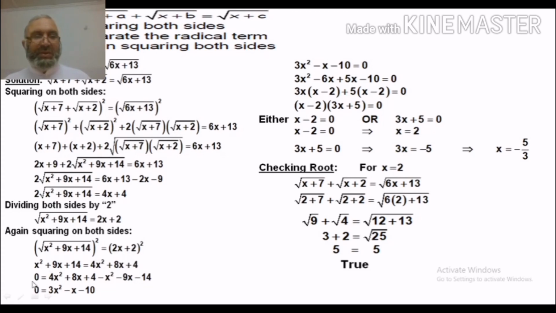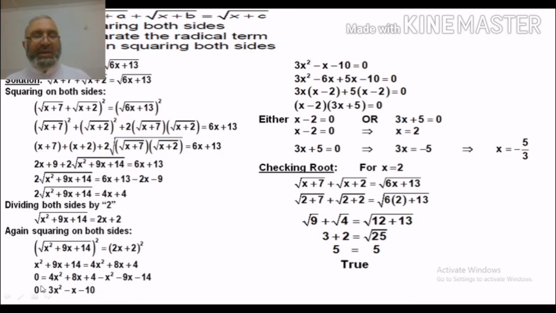Now 0 is equal to, and transforming these terms to the right-hand side, 0 is equal to 4x square plus 8x plus 4 minus x square minus 9x minus 14. Simplifying these like terms, 0 is equal to 4x square minus x square becomes 3x square, 8x minus 9x becomes minus x, and plus 4 minus 14 becomes minus 10.